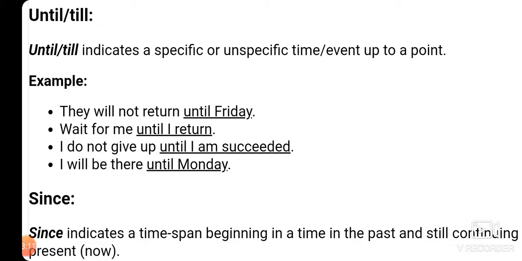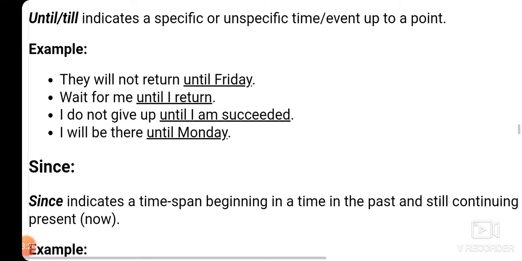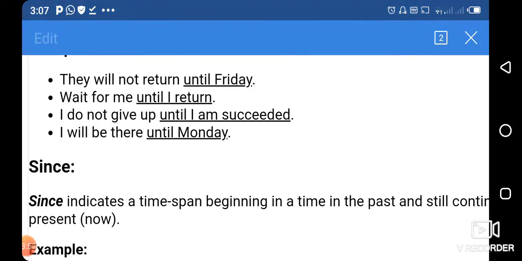They will not return until Friday. Now Friday is a specific time, a particular name of the day. We use until. Let's see sentence number 2. Wait for me until I return. Now in this, no specific time is given. Until I return means the time of returning is not given. We don't know when someone is going to return. So when a specific time is not given, in that case we also use until, as we have seen in the definition that for specific and unspecific times we use till and until.